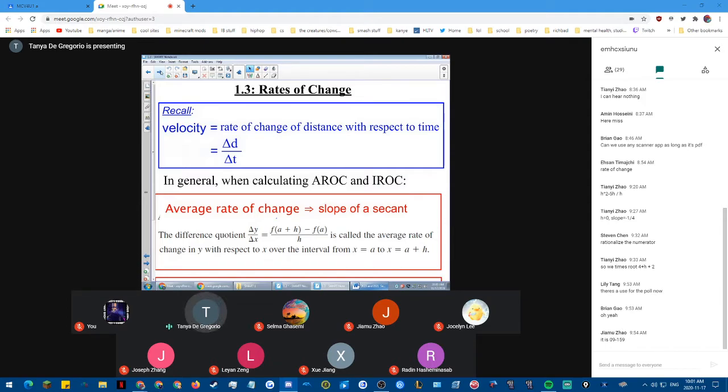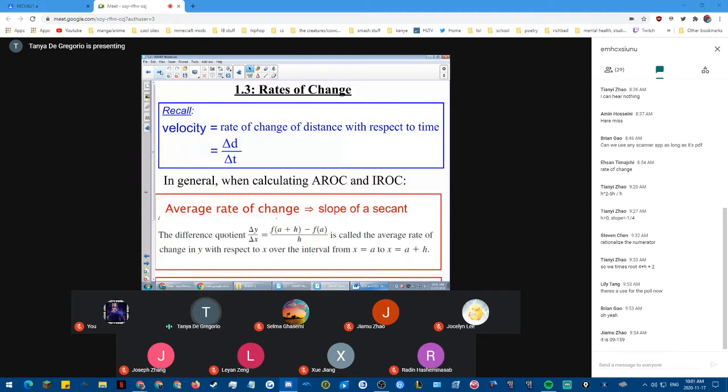Okay, so rates of change. As I've already told you today, a rate of change is the same thing as a slope. But what's the difference? Yes, we include the units. That's the difference between rate of change and slope. With slope, it can be just a number, but with rate of change, we have units.